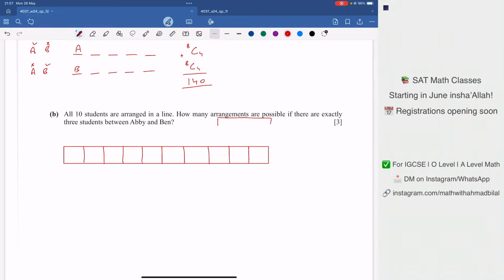We have a block of 5 in which Abby is at one end, Ben is at another end, and between them we've got 3 people. Okay? So what we can do is we can merge 5 boxes. We could say we've got this one big box that has space for 5. And inside this big box, we've got 5 people, Abby on one end, Ben on the other end, and between them we've got 3 other people, exactly 3 other people. In how many ways now can we arrange this? That's the question.